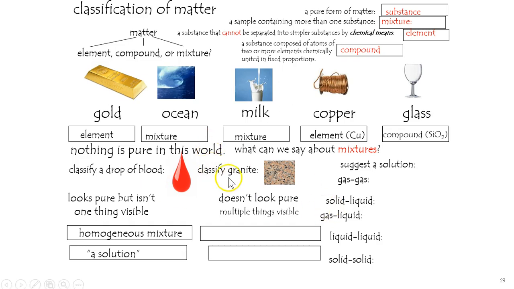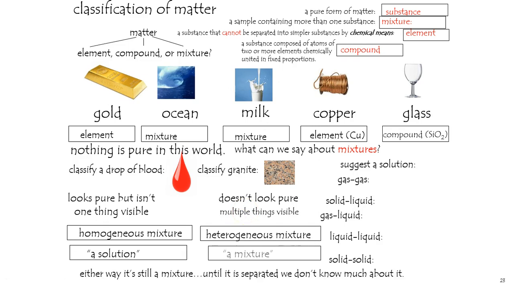Many other mixtures are clearly more than one substance, like granite. Multiple things are visible. Therefore, that's a heterogeneous mixture, or just a mixture. Usually when people think of mixtures, they think of a solid dissolved in a liquid, like salt water. But it doesn't have to be so. You can have all phase combinations for solutions.